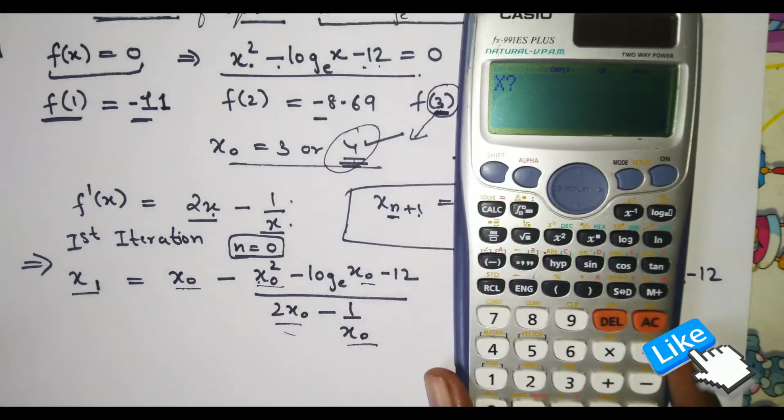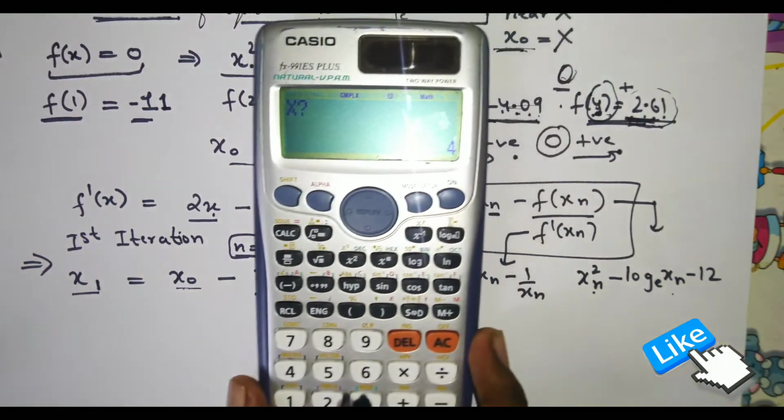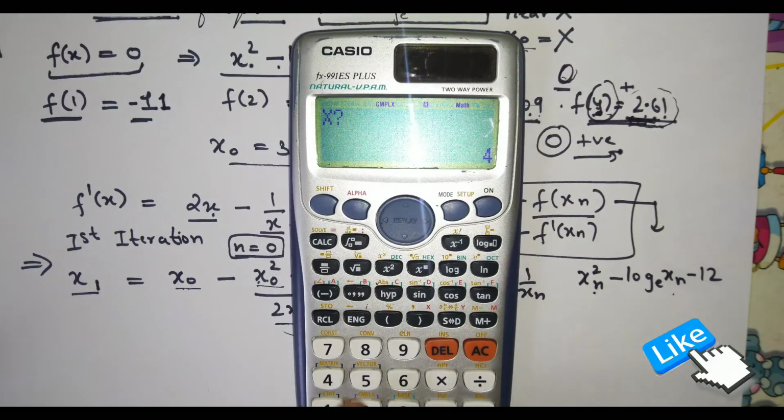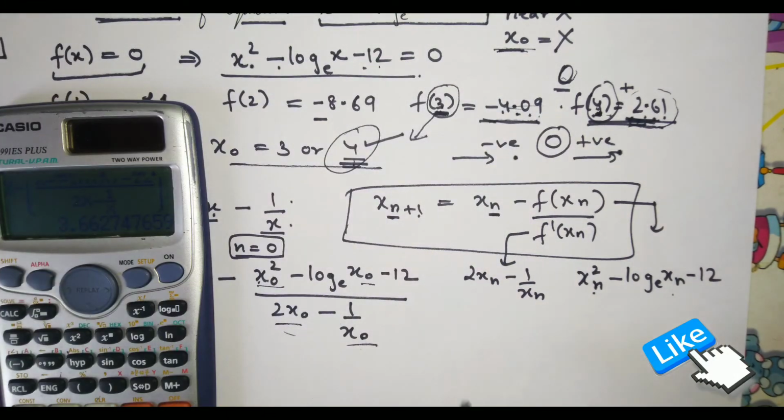You have to give the value. What value you have to give? They are asking for the x value, you have to give it as 4. So give 4, press equal to, and we'll get the value as 3.6627. So this is the x1 value. So we got the x1 value as 3.6627. Okay, now you have to find the x2 value.